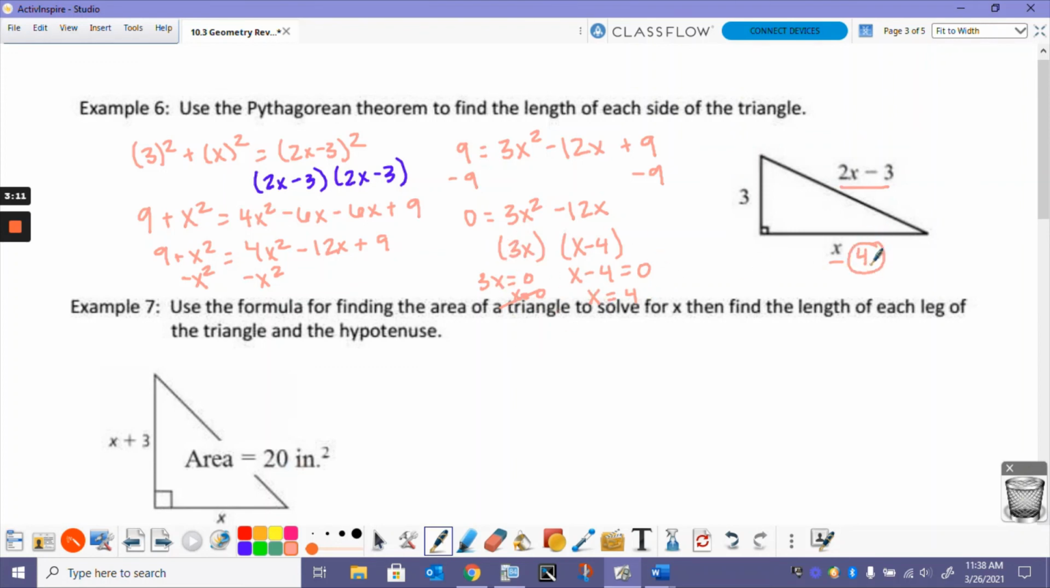Okay, so now that we know the value for x, all we have to do is plug that in and solve. So 2 times 4 minus 3. So 8 minus 3 is going to give us 5.